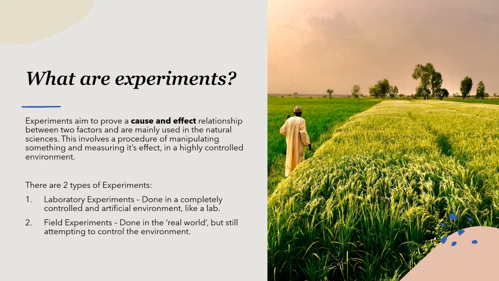Field experiments are done in the real world, done in the field. So they're still trying to control all the variables, but it's much harder to do that in the real world because you can't control absolutely everything. You can't control necessarily the temperature and sound and all the different extraneous variables that might be taking place. So those are your main two types. On the note sheet, you need to get a definition for those two, please.